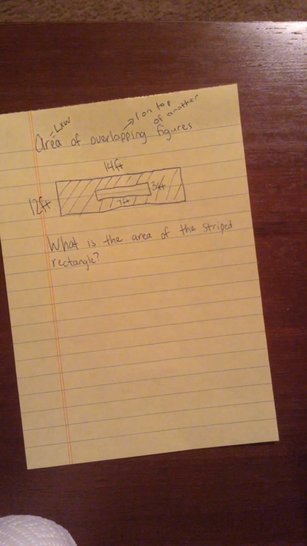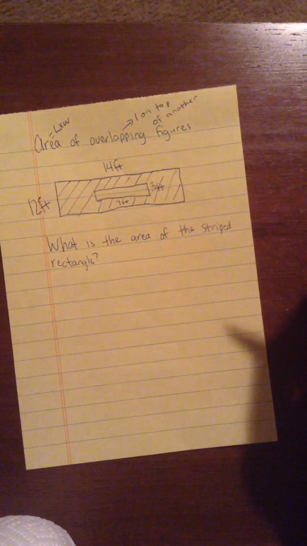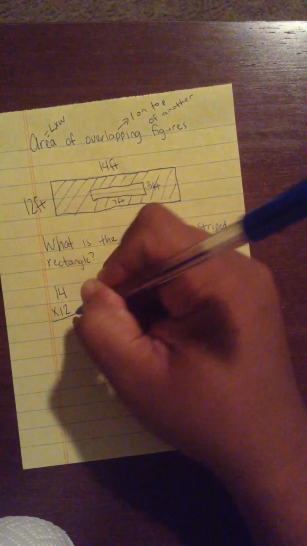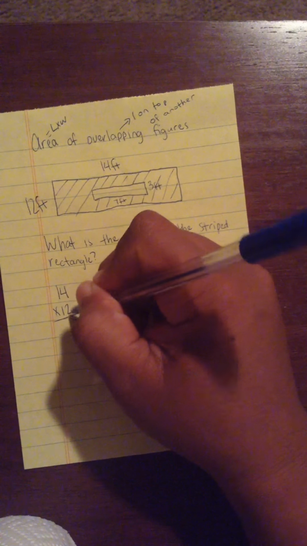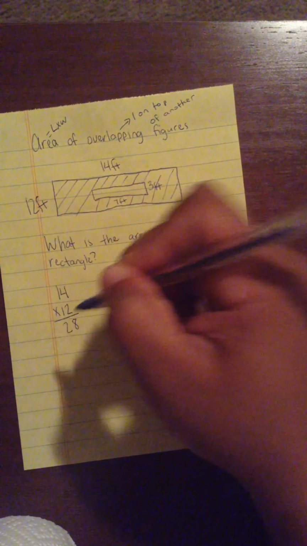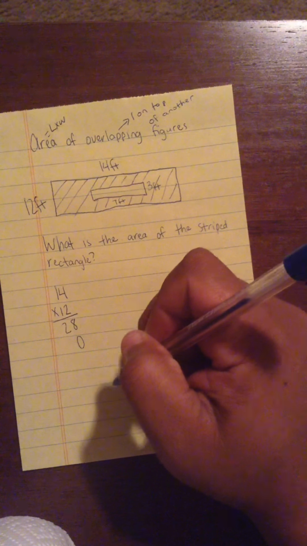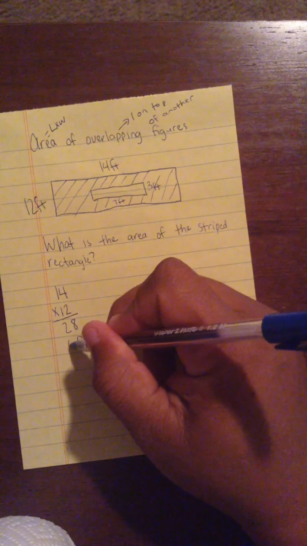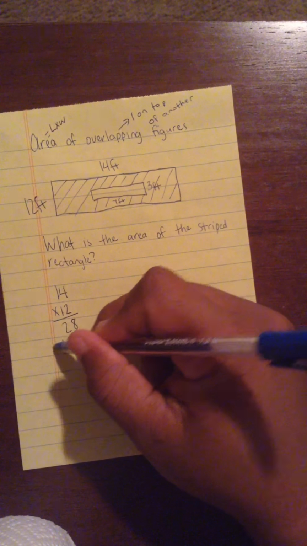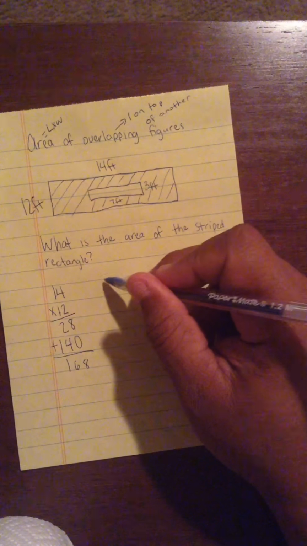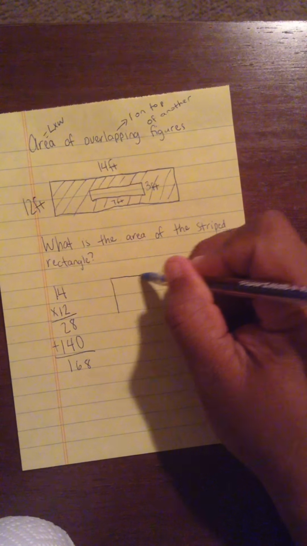So our first duty is to find the area of the larger rectangle. So 14 times 12. 2 times 4 is 8. 2 times 1 is 2. Now I'm going to my tens place, so I'll write out 0 in my ones place. 4 times 1 is 4. 1 times 1 is 1. 8, 6, 1. Some of us are still using the box method.